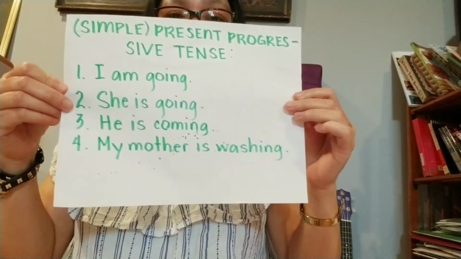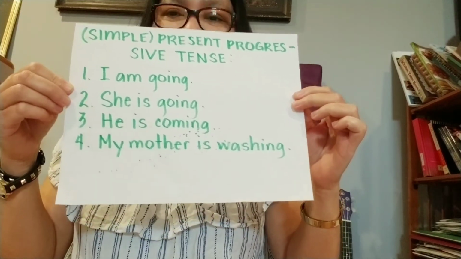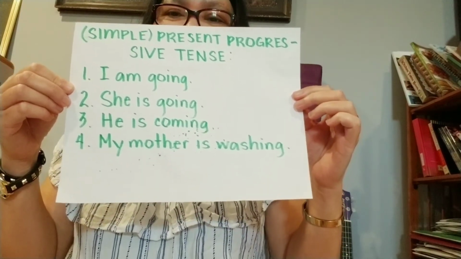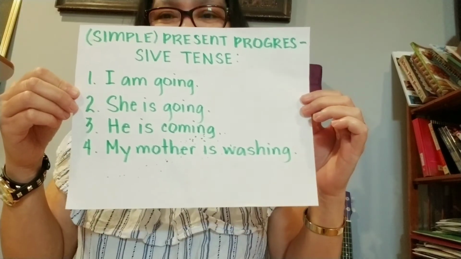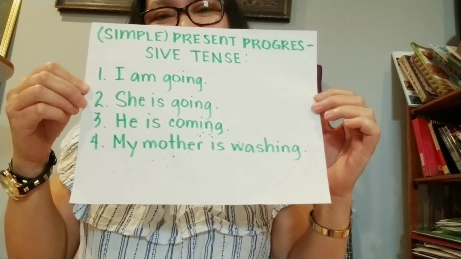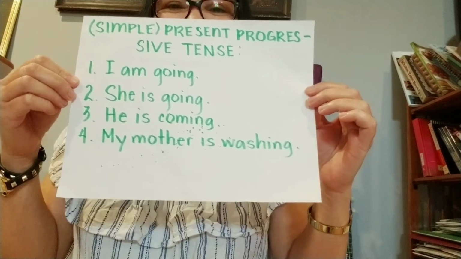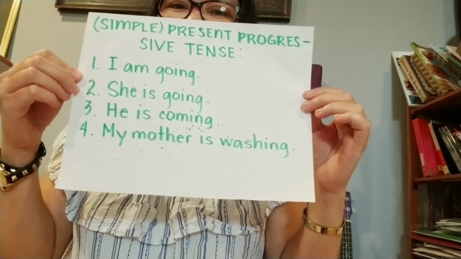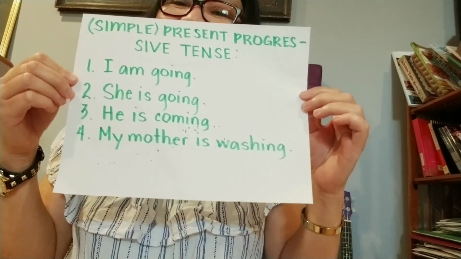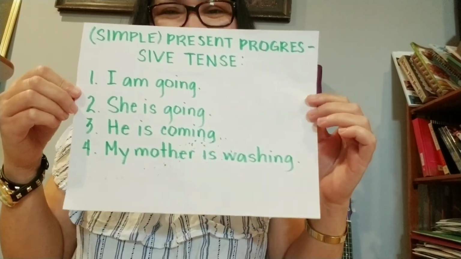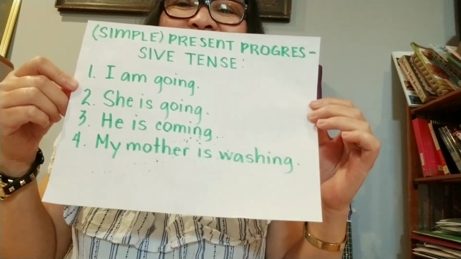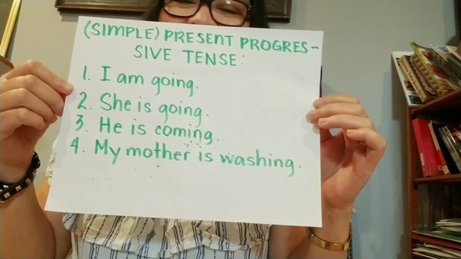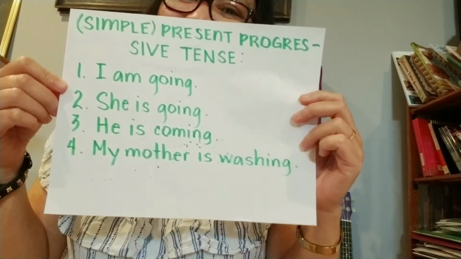I have more examples of simple present progressive. I am going. She is going. He is coming. My mother is washing. Again, I am going. Ing. She is going. Ing. He is coming. Ing. My mother is washing. Ing. So this is a progressive tense of the verb, or I call it the ing tense of the verb.